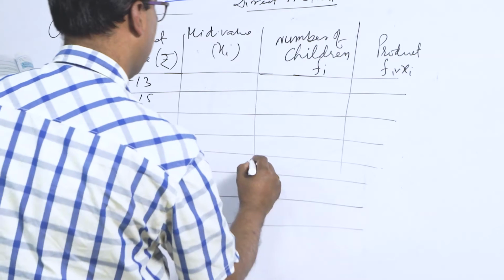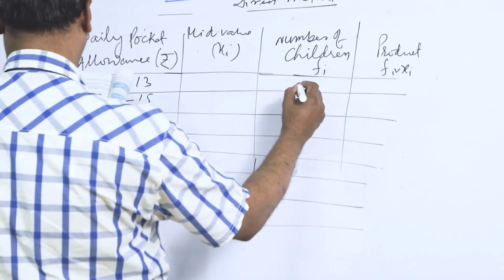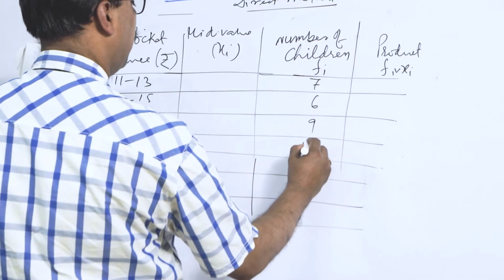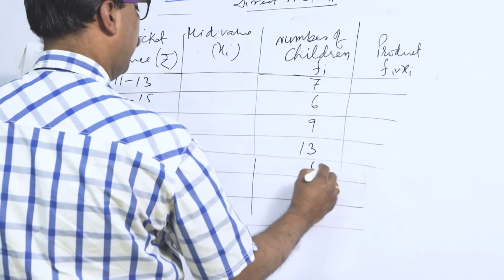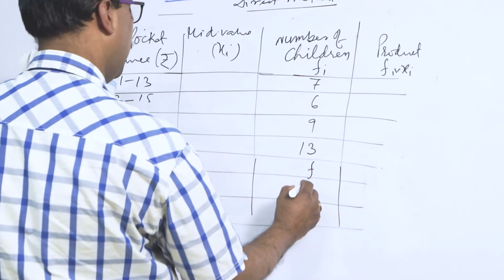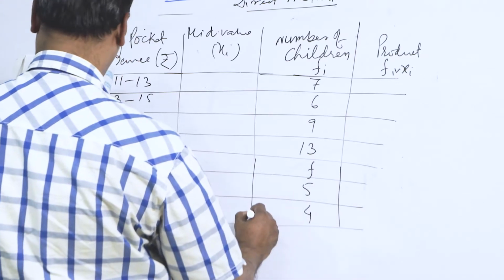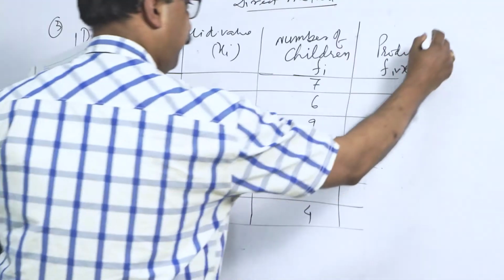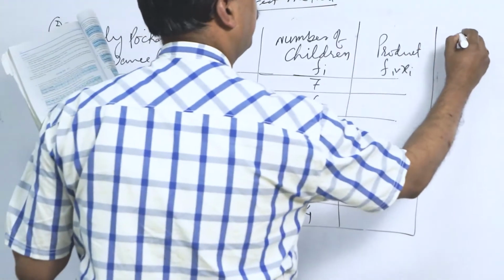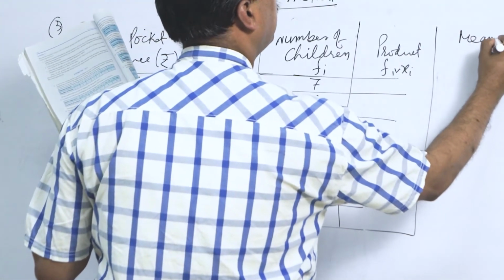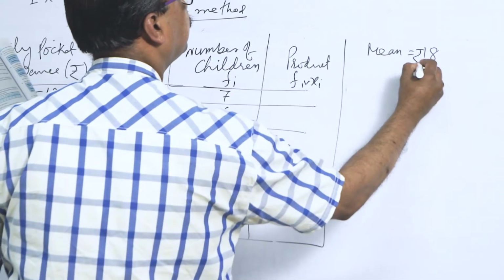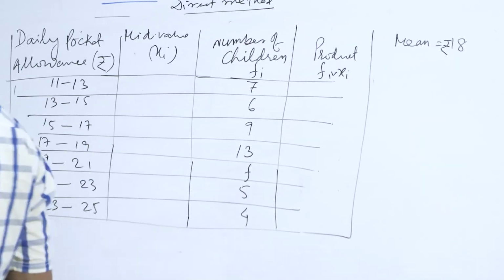Then what is the frequency they are given? 7, 6, 9, 13, F, that missing frequency, 5, 4. Okay, they are given the mean value, the mean is given here. In these questions, mean is given. Mean is equal to 18. They are given rupees 18. Okay, the mean is given rupees 18.